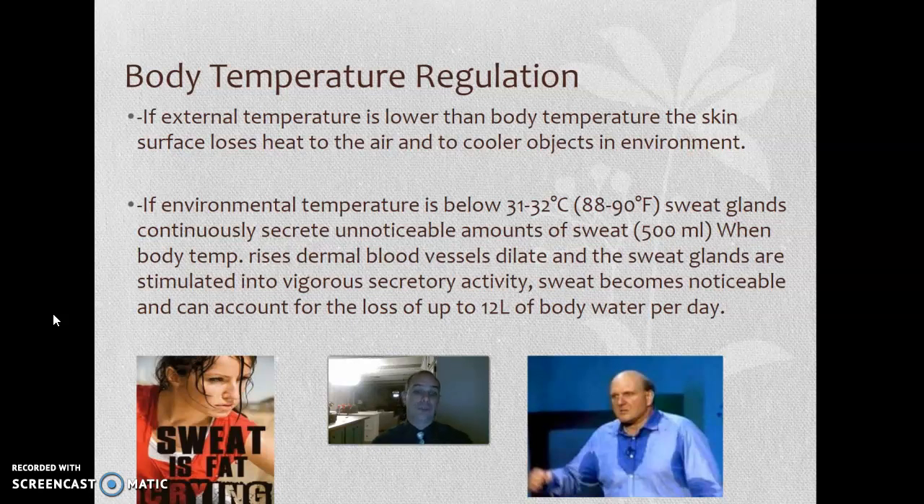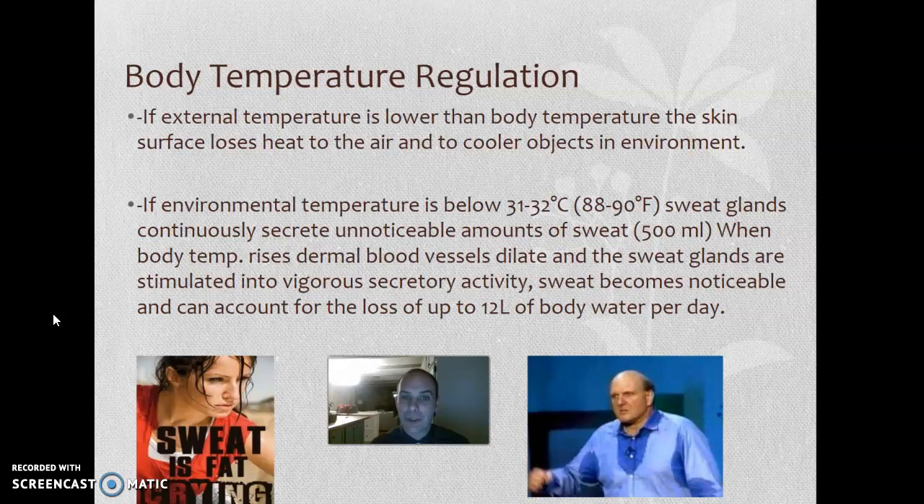Now everyone's different, this is just an average. Some people sweat no matter what. But let's say it's like 75, 80 degrees and it's warm, but not overly hot. You're going to sweat continuously, but it's really tough to see the sweat, right? When body temperature rises, the dermal blood vessels dilate and sweat glands are stimulated into vigorous secretory activity, which means sweat becomes noticeable.